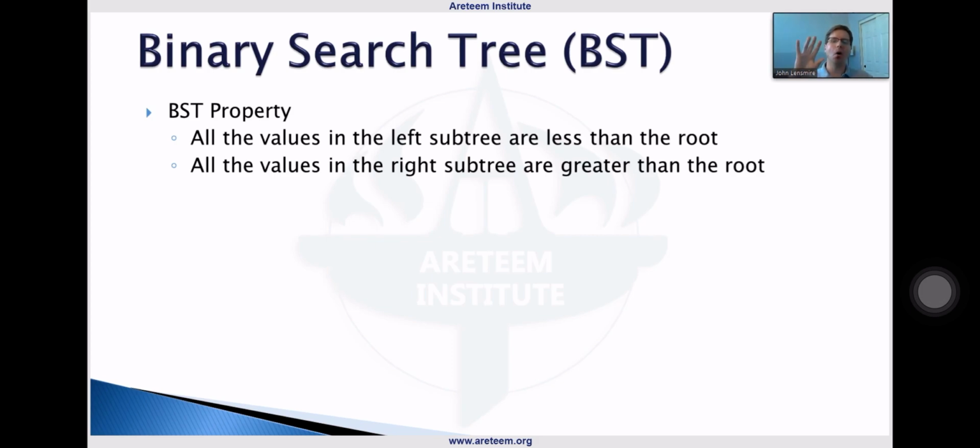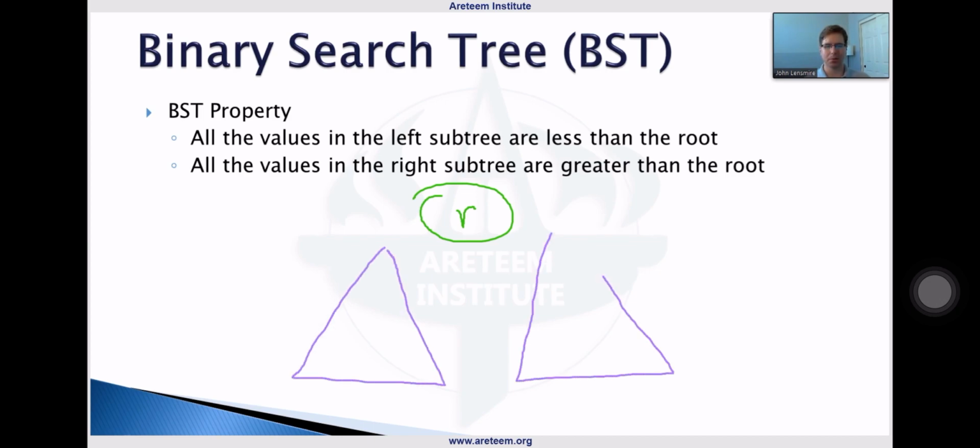The idea here is all of the values in the left subtree are less than the root. All of the values in the right subtree are greater than the root. So we have some kind of root value here. If we have a tree and a value r at the top, that would be our root value in this case. As far as our subtrees, we could have a left subtree and a right subtree, and these would be divided into values all less than r and all values greater than r. So this is the generic structure of the binary search tree property.